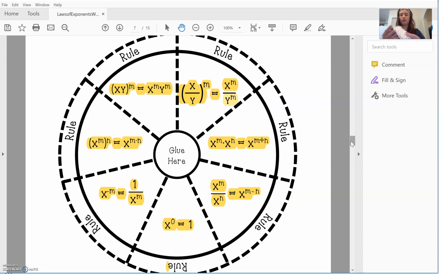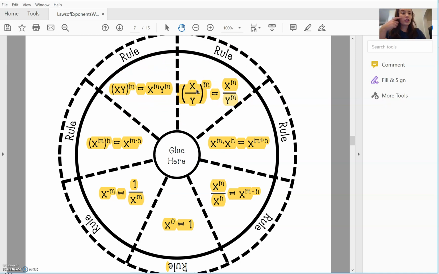Line up your power of a product rule and power of a quotient rule right over top of this (x, y) in parentheses to the m power and this (x over y) to the m power in parentheses. Line it up right over top of that and your wheel will be matching your rules correctly. Okay, so these middle two, I'm circling with my little cursor hand. These two are the power of a product and power of a quotient.